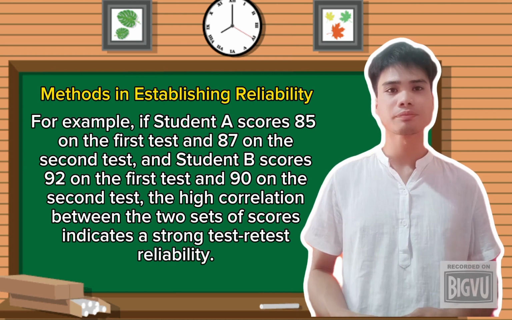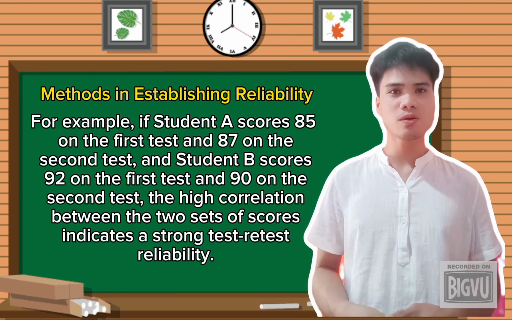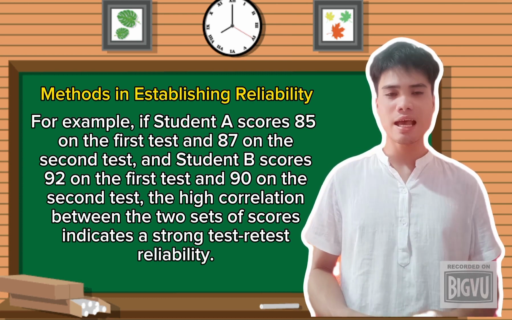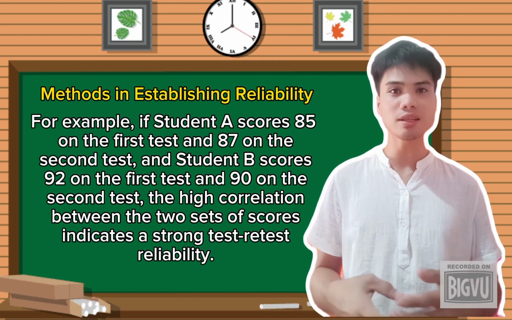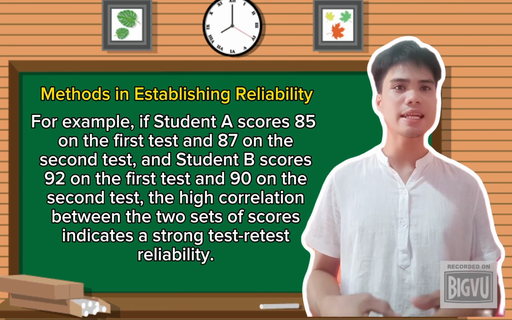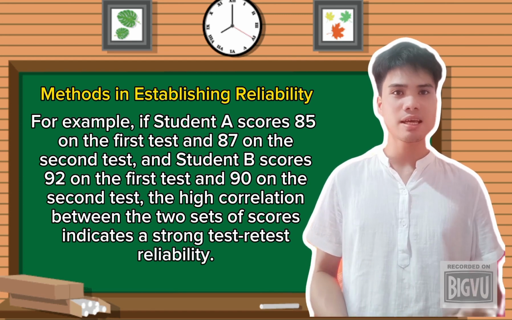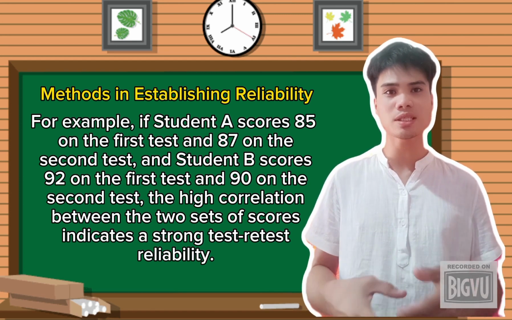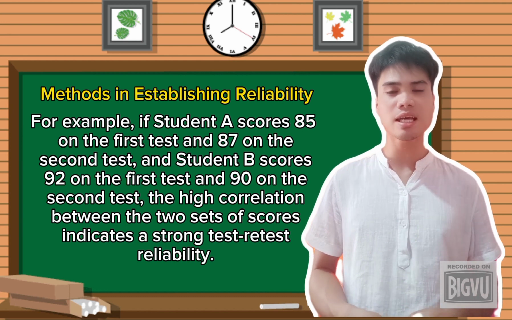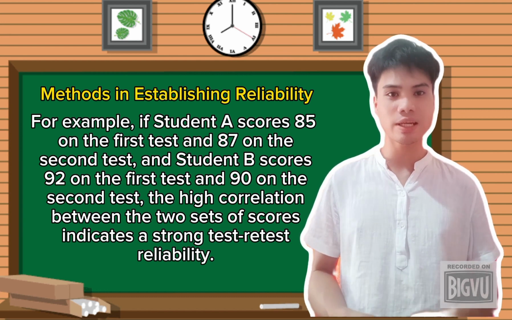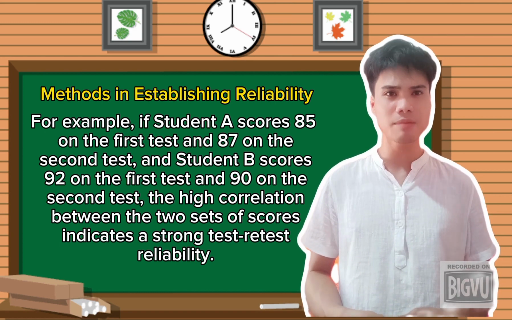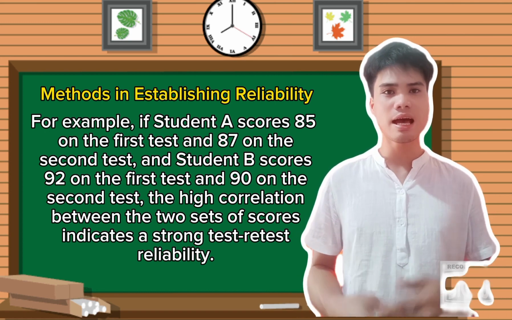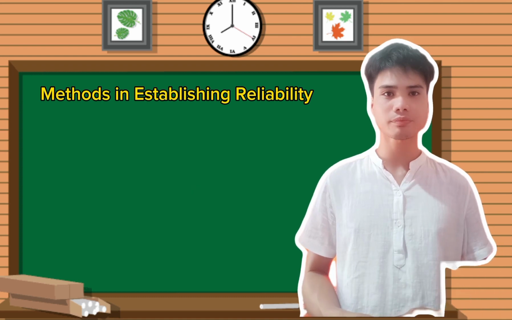For example, if student A scores 85 on the first test and 87 on the second test, and student B scores 92 on the first test and 90 on the second test, the high correlation between the two sets of scores indicates a strong test-retest reliability. This implies that the test consistently measures the student's mathematical abilities over time.